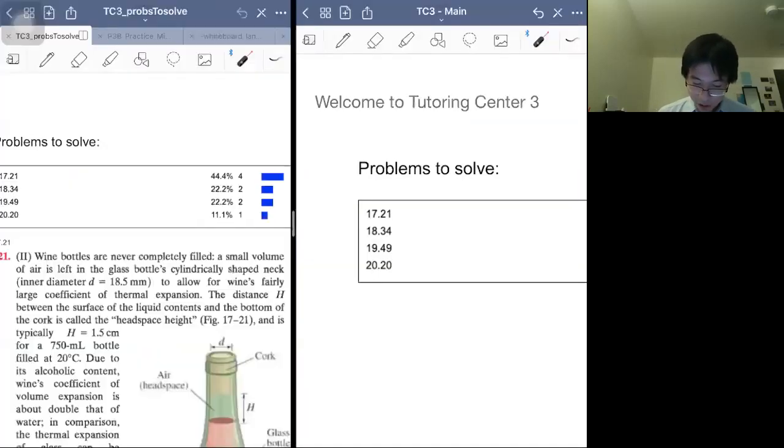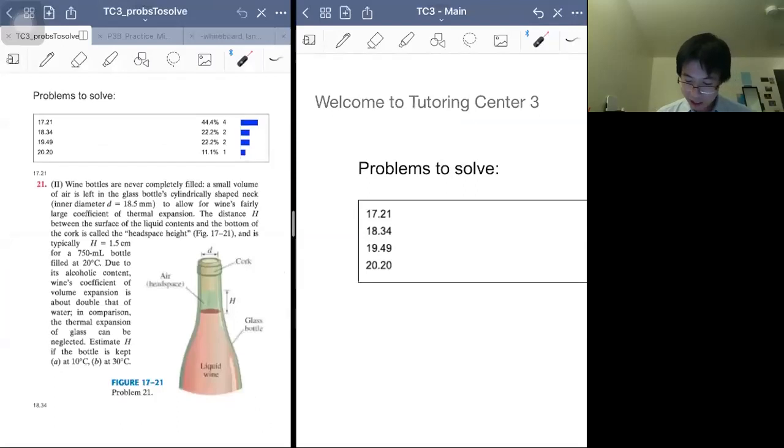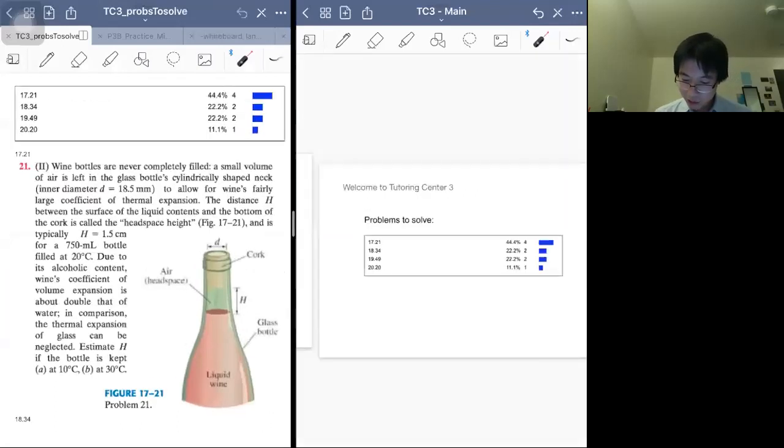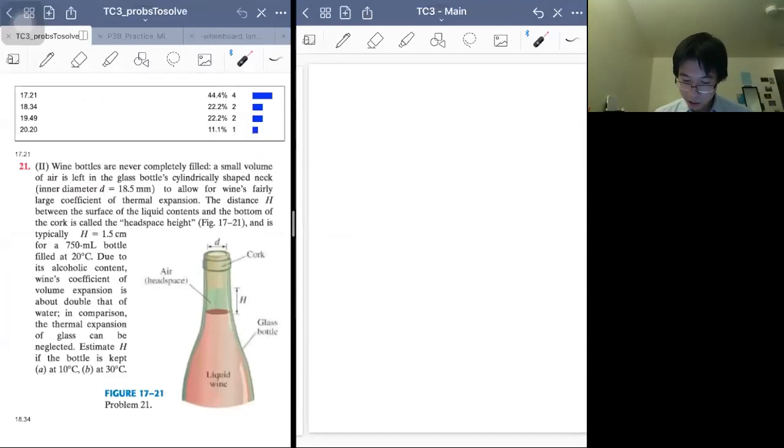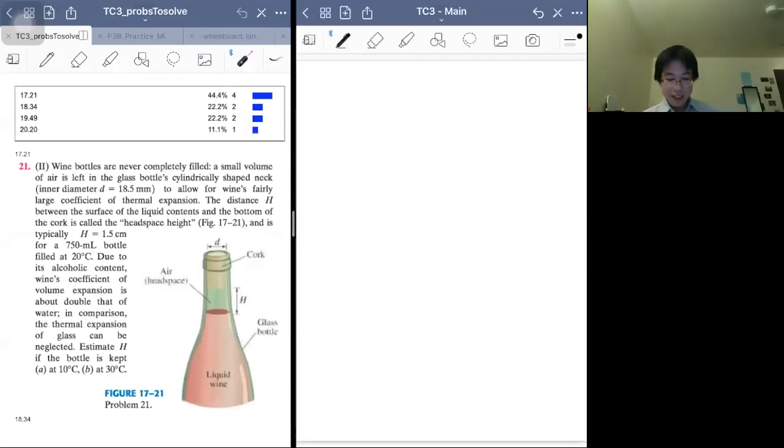This was voted for quite a long time, so I really want to do this first and hopefully answer people who are struggling with this problem. This is the wine bottle problem. If you have seen me solve any problems before, you know my approach by now. My approach is always to start with drawing a diagram, state your aim, and then solve. So we'll go with that. This is, for reference, chapter 17, problem 21.